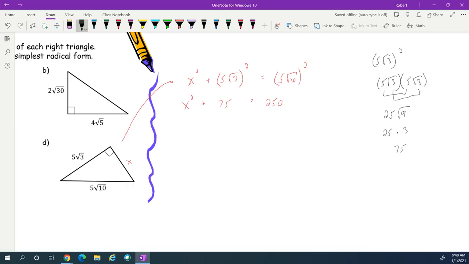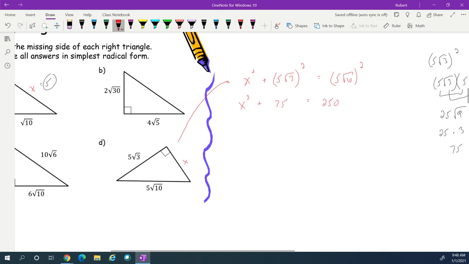Of course, we're going to follow through, and we're going to subtract our 75 from both sides, giving us x squared equals 175. And of course, we have to take the square root. Now, the problem here is that we're working with radicals and our answers have to be in radical form. So I cannot just put this into the calculator. I'm going to have to work this out.